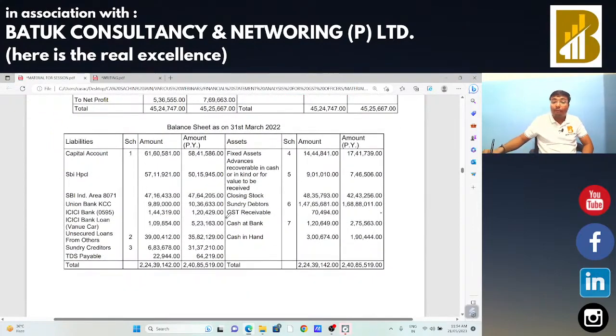Next, for that GST receivable, we are going to check the same from the GSTN portal. Cash in bank, cash in hand is okay. Sir, for this loan amount, SBI loan, Union Bank loan, ICICI Bank, suppose you are doing the audit of financial year 18-19 and the loan has been taken in financial year 18-19 itself.